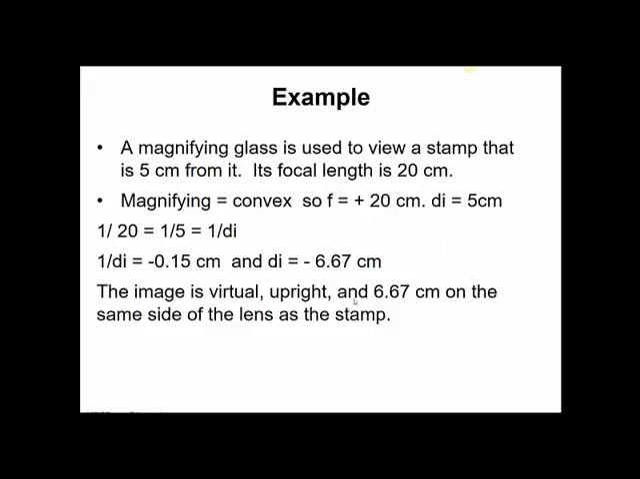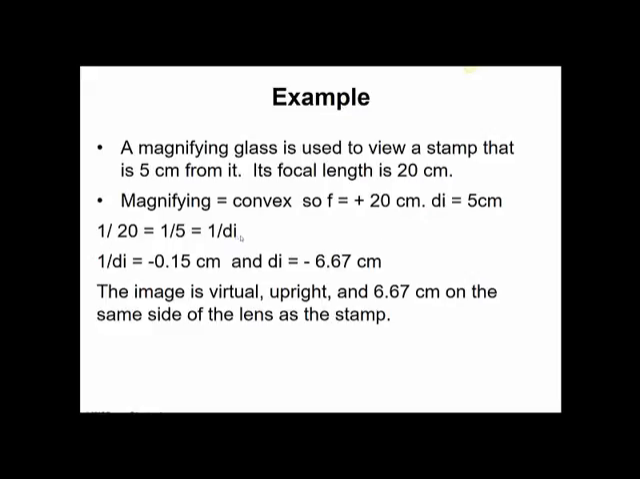So here's an example. A magnifying glass is used to view a stamp that is 5 centimeters from it. A magnifying glass is thicker in the middle. It's a convex lens, so you know already that this is a converging lens. So f is going to be positive. Its focal length, therefore, is positive 20 centimeters. Sorry, that's a typo. This should be do, and this should be di. The object distance is 5 centimeters. Notice that this is less than f, so we should expect a virtual image, and it will be upright and magnified.